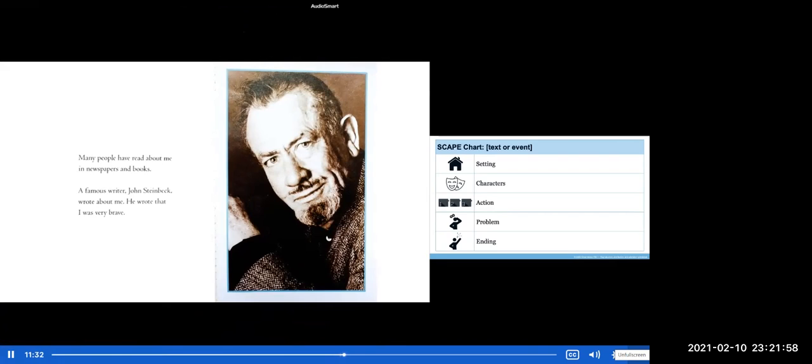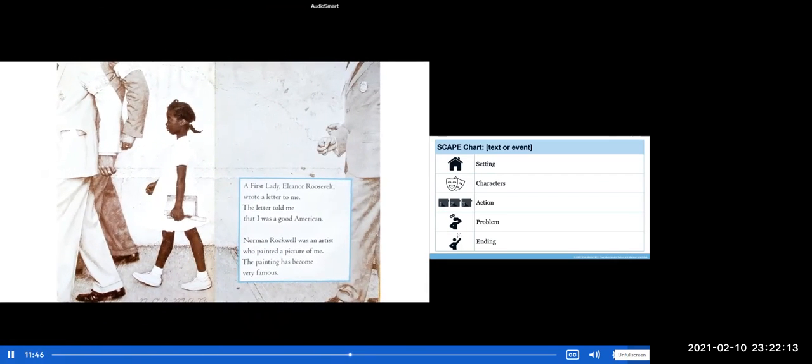Many people have read about me in newspapers and books. A famous writer, John Steinbeck, wrote about me. He wrote that I was very brave. A First Lady, Eleanor Roosevelt, wrote a letter to me. The letter told me that I was a good American. Norman Rockwell was an artist who painted a picture of me. The painting has become very famous.